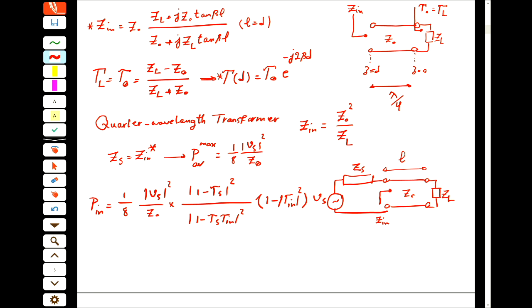Any question on this? Gamma S represents the reflection. Gamma S is the reflection coefficient at the input. So gamma S equals Zs minus Z naught divided by Zs plus Z naught. And gamma in, exactly, you can substitute Zs with Z in.